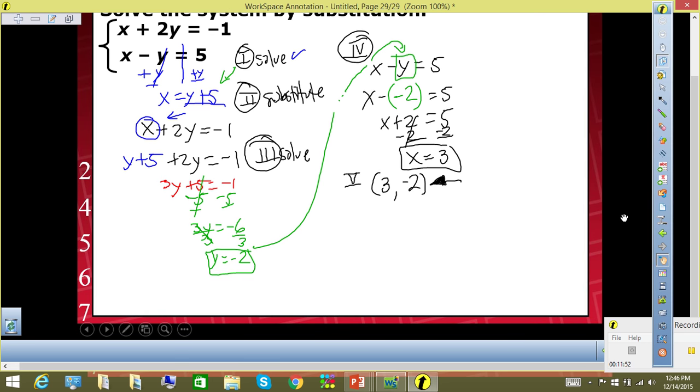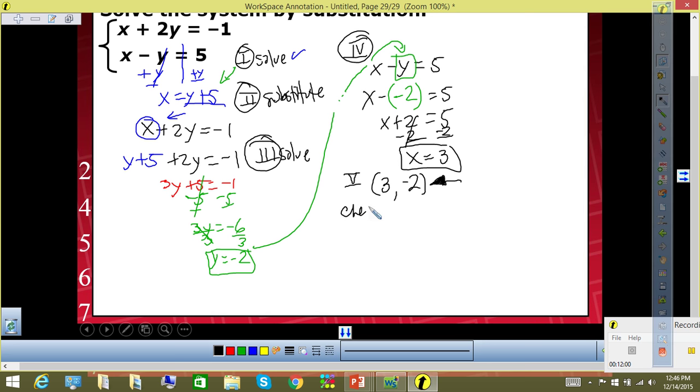Okay? Good talk. Before we answer that question, let's finish step 5. It says write as a coordinate and check. Is that correct? Check. So let's write these two equations. We got x plus 2y equals negative 1, and x minus y equals 5. And we're going to substitute these two values. We have x is 3 and y is negative 2. All right. Bring everything else down.